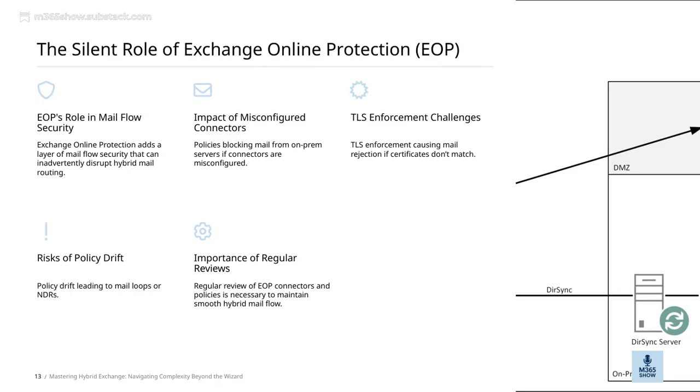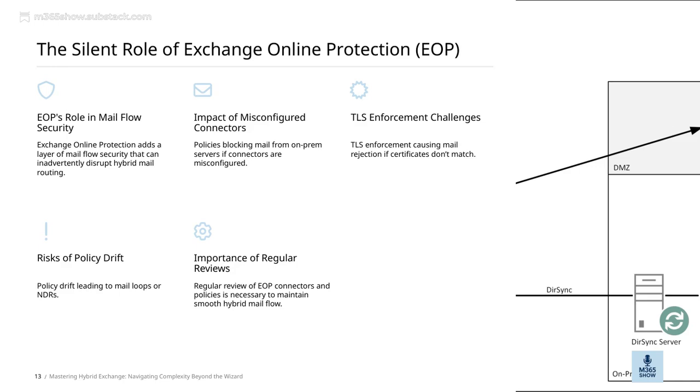Let's talk about the often overlooked but crucial role of Exchange Online Protection, or EOP, in a hybrid environment. Even though it works in the background, it's essential to regularly review your EOP connectors and policies. Why? Because over time, small changes or misconfigurations can cause disruptions in mail flow. One key issue is policy drift, which can lead to mail loops or NDRs, non-delivery reports, that can be confusing and disruptive. Ensuring your policies stay aligned helps keep mail flowing smoothly.